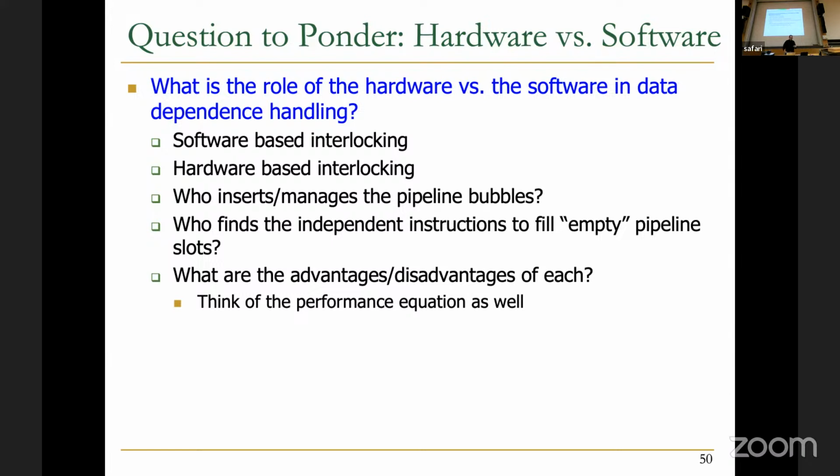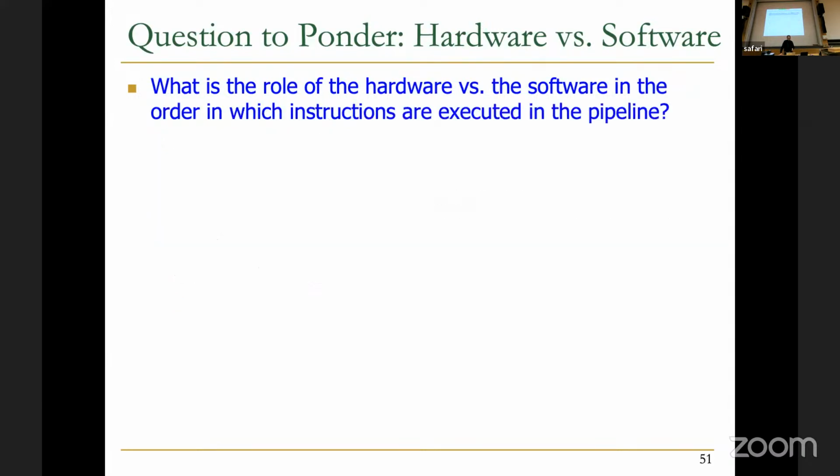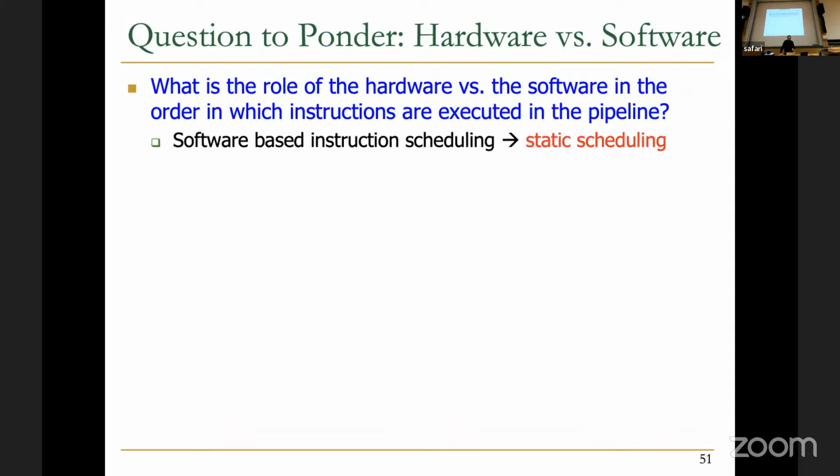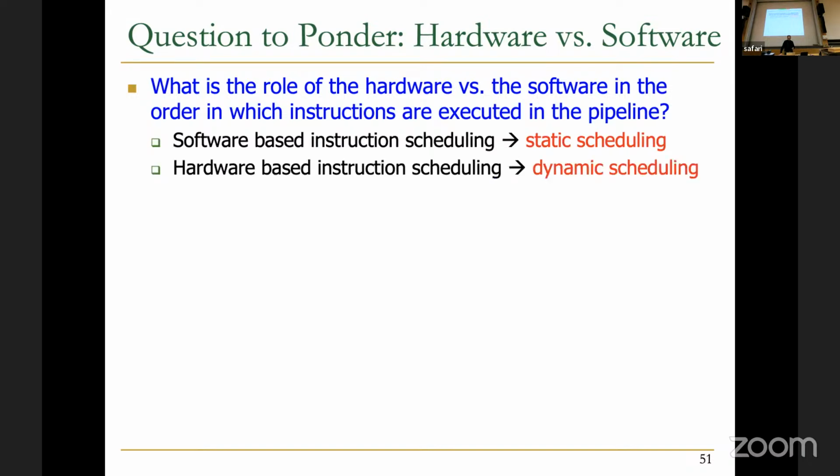You can see that some information and hints that come from the programmer or from the compiler can also improve the performance. When we are doing software-based instruction scheduling, we have static scheduling. And when we are doing hardware-based instruction scheduling, we have dynamic scheduling. You will see this hardware-based instruction scheduling later in out-of-order execution, after Easter break.